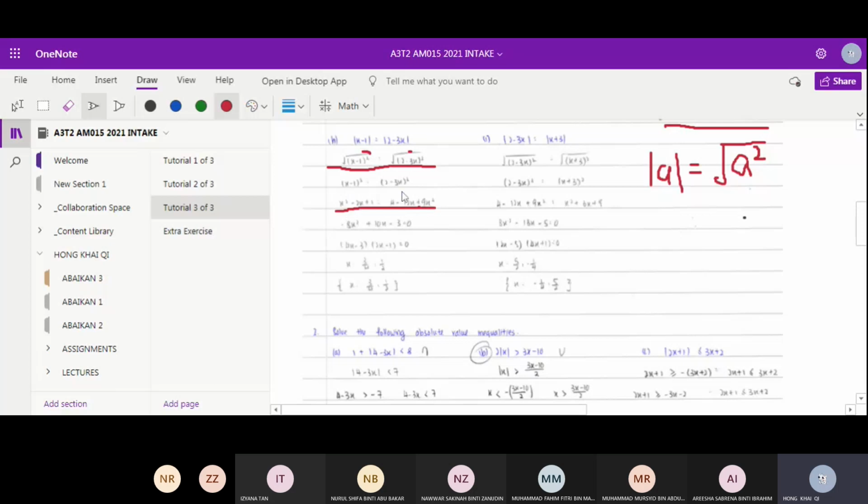So we move the numbers here to the left hand side. So we will get negative 8x squared plus 10x minus 3 equal to 0. So we factorize and we'll get the answer x equal to 3 over 4 and 1 over 2.